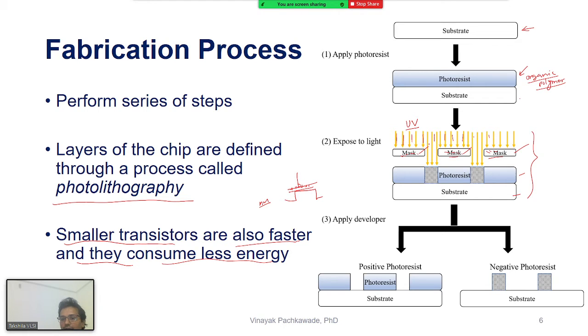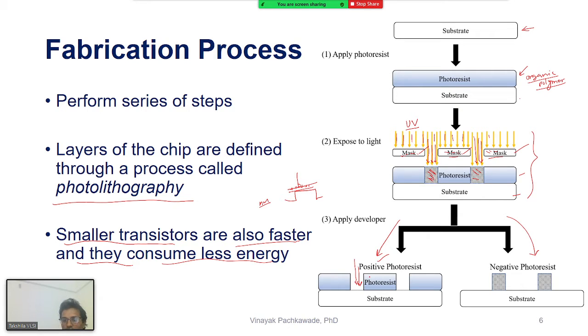And where I don't have a mask, the light goes inside, and the area where the light goes inside, that photoresist at that place gets softened, gets melted. And after that we can have two kinds of structure. If the light that falls on the photoresist melts it away, it means we can remove it. That kind of photoresist is called positive photoresist.